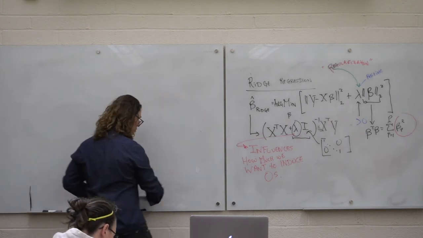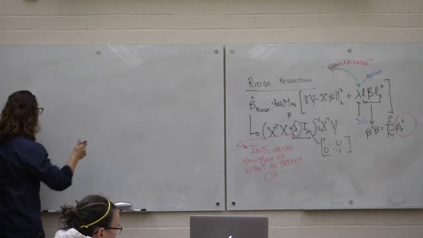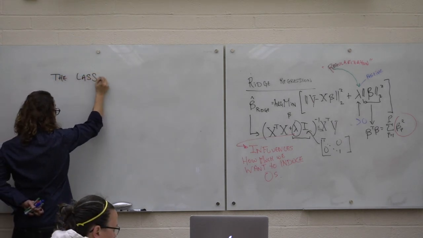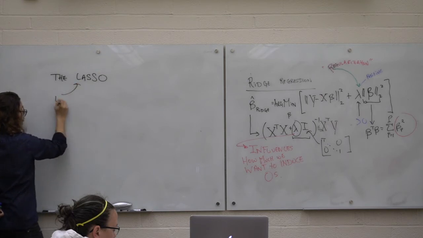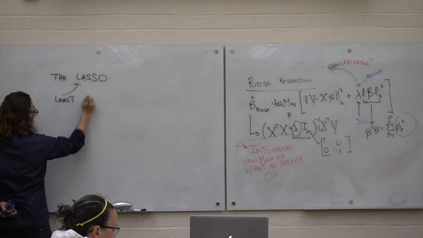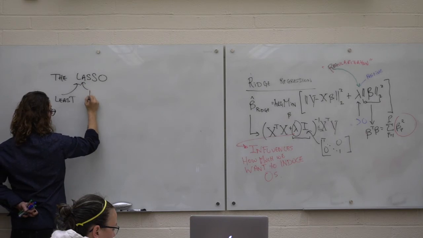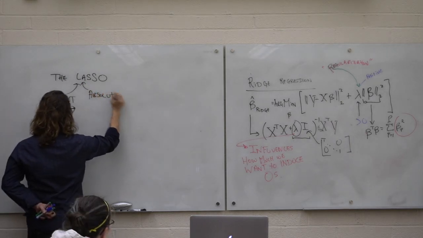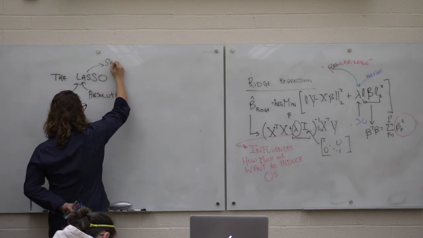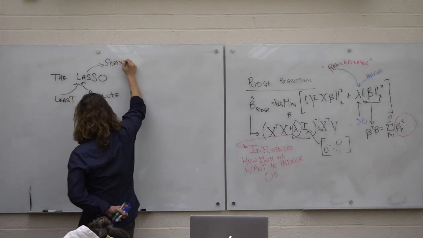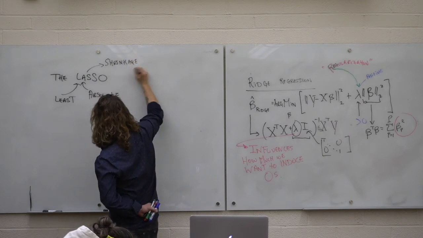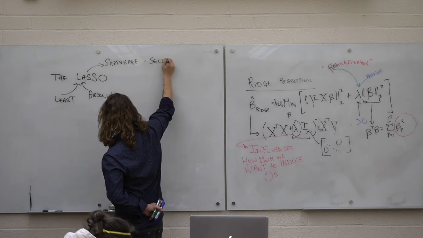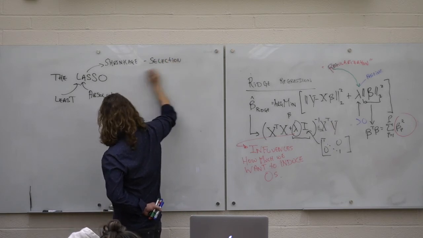It's very similar to ridge regression, but it's called a lasso. This stands for the least absolute shrinkage and selection operator.